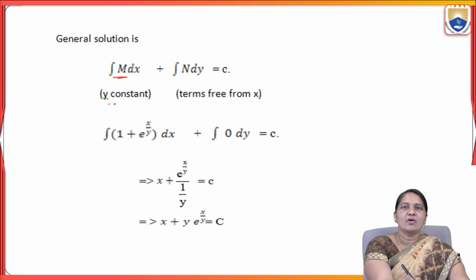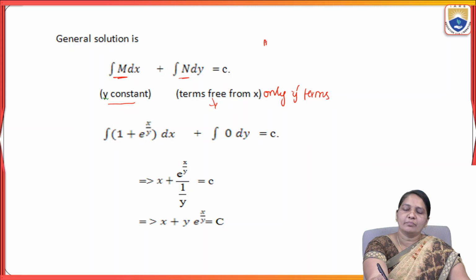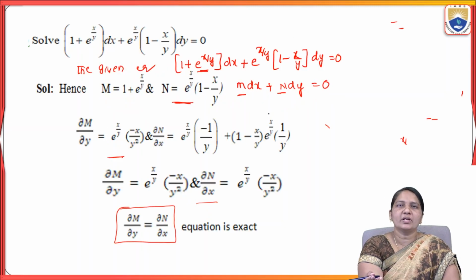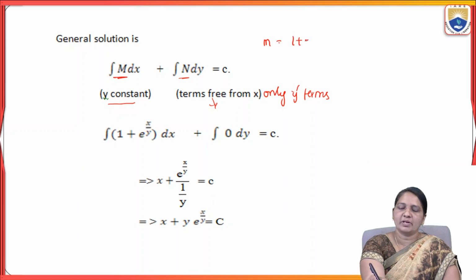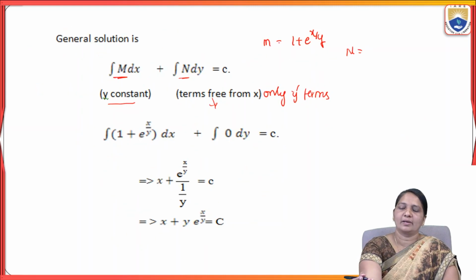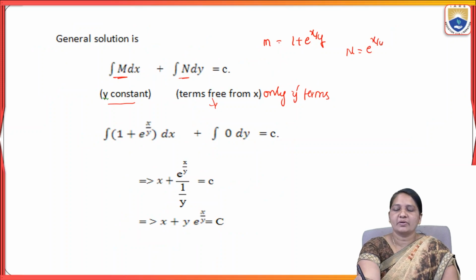Here for the m, y is constant. For the n, we will take only y terms. So what is the m value? M value is 1 plus e power x by y. And what is the n value? N value is e power x by y into 1 minus x by y.